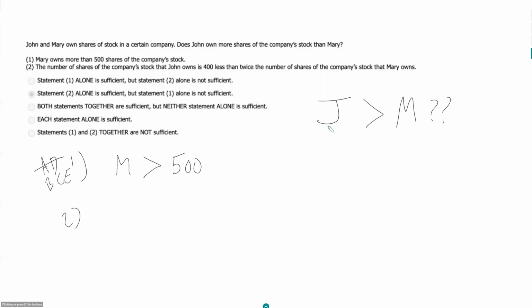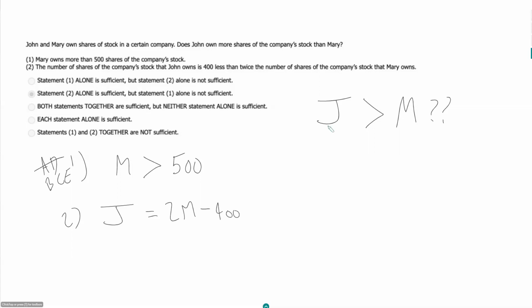Statement 2: the number of shares of the company stock that John owns is 400 less than twice the number of shares of the company stock that Mary owns. So this means that John's stock is equal to twice Mary's stock minus 400.